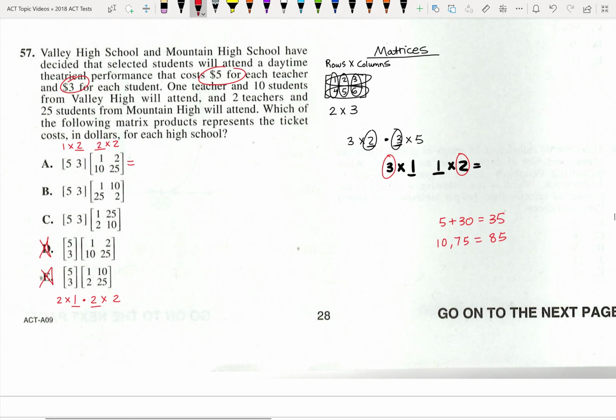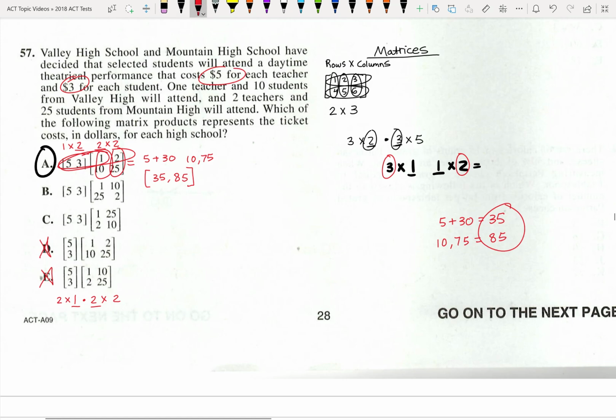So if I do the first one, you do 5 and 3, times 1 and 10. So that'd be 5 plus 30, which is 35. And then you do 5 and 3 times 2 and 25, and that'd be 10 plus 75, which is 85. Okay, well, does that match up with what we expected? Yes, it does. So that means that A must be the answer.